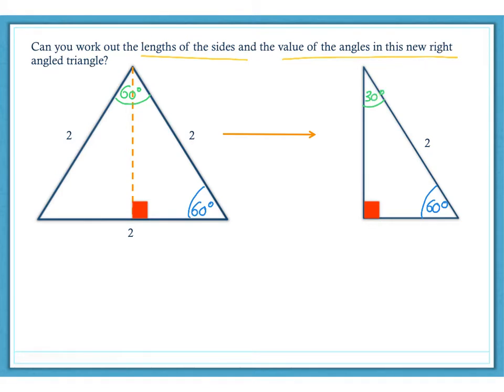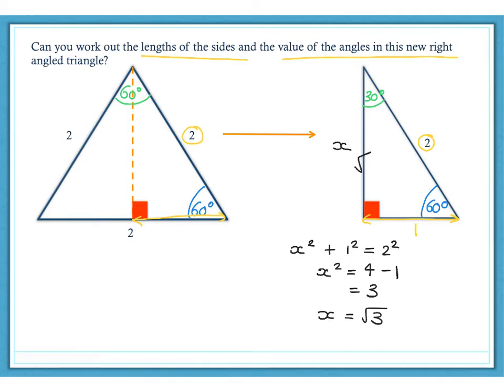We already know that the hypotenuse of our right angle triangle is 2, it matches the 2 over here, and we know that the base of our right angle triangle is half the base of the equilateral triangle, so that is 1 unit. We can then work out the third side using Pythagoras' theorem. We would know that x squared plus 1 squared is equal to the hypotenuse squared, which is 2 squared. X squared is equal to then 4 take away 1, which is equal to 3. So x is equal to root 3, and we will leave it in exact surd form.